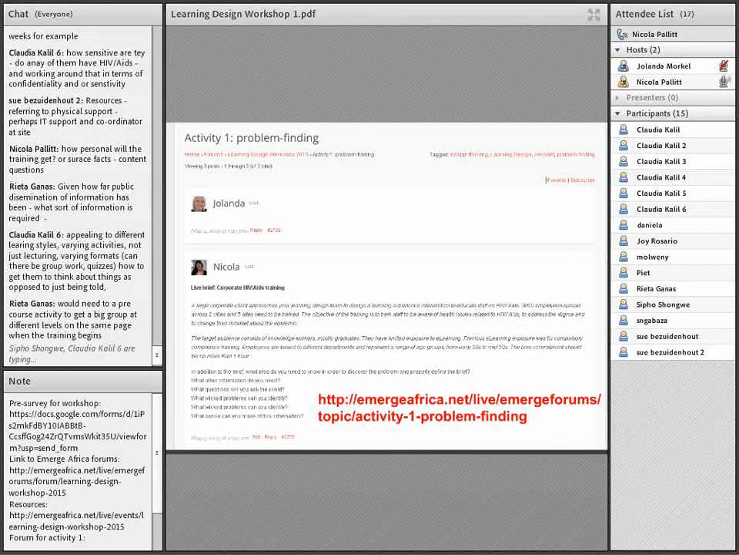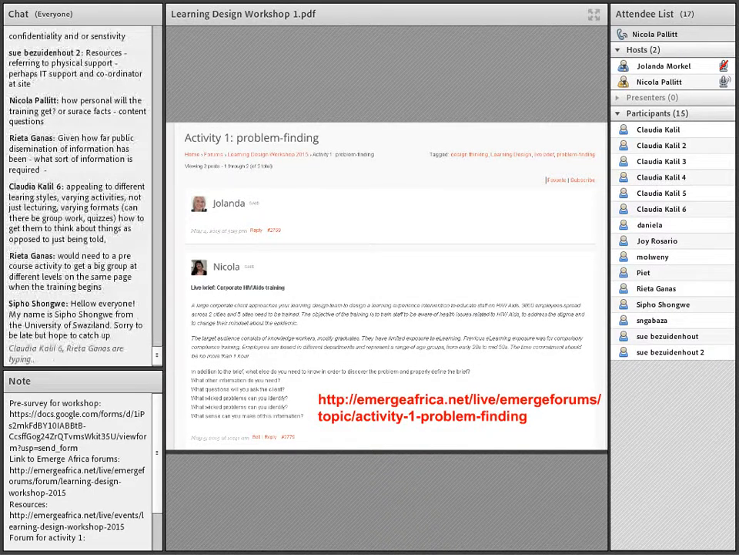Okay, so in business, they often talk about the customer journey. Sue mentioned how they're going to use the knowledge afterwards and where they're going to apply it. So sort of imagining from the training to afterwards.